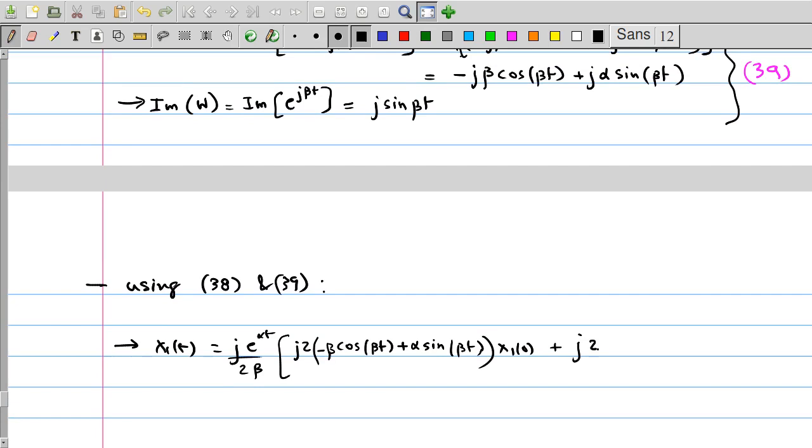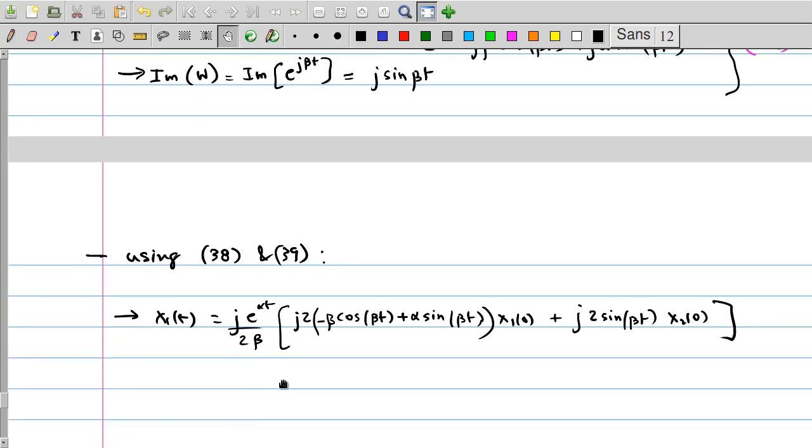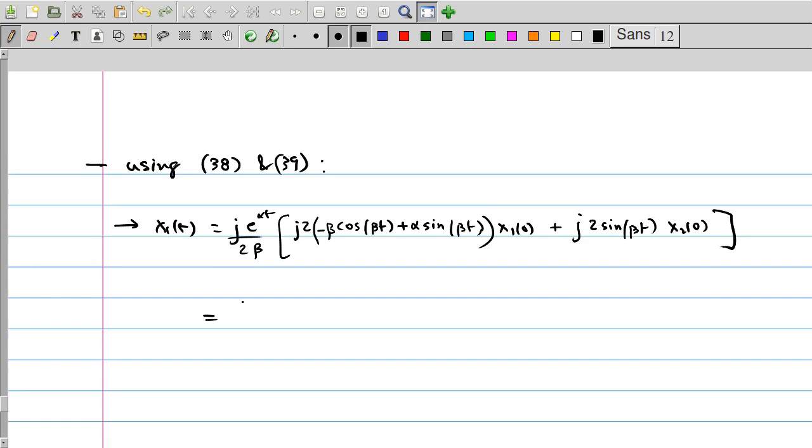J times 2 times sine beta t times x2 of 0. Okay, you're almost there. And that is equal to, finally, the j and 2 will get rid of it. So it's just e to the power of alpha t over beta. And then the two j's become minuses. So then this becomes beta cos beta t minus alpha sine beta t, and the whole thing times x1 of 0, and this is going to be a minus 2.